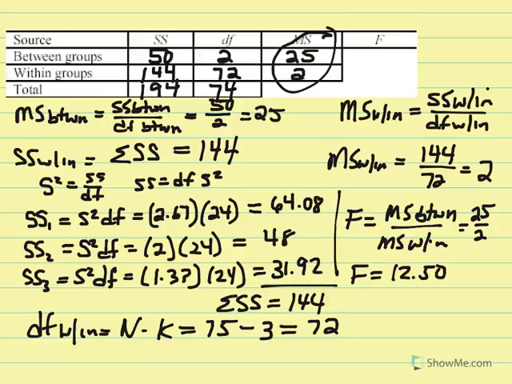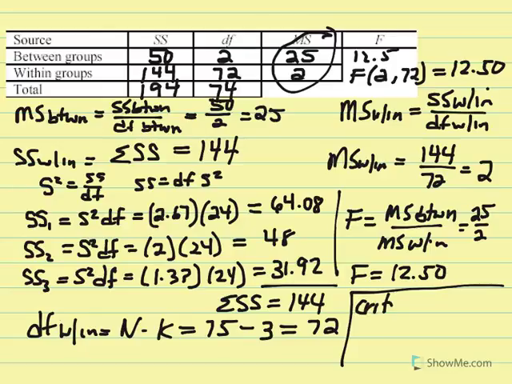Our F ratio is equal to 12.5. We would report it as F with degrees of freedom from the numerator, 2, and degrees of freedom for the denominator, 72, is equal to 12.5. And now we're required to find our critical F to draw our final conclusion. We're going to use our F distribution to find our critical F value. Again, we're using the degrees of freedom for the numerator, 2, and degrees of freedom for the denominator, 72, to find this critical F value.